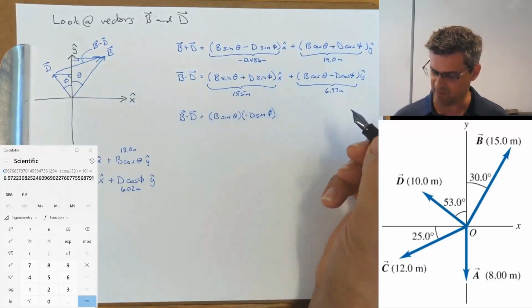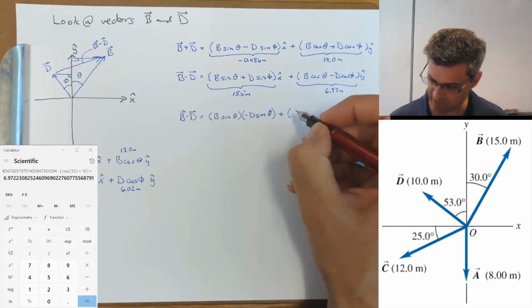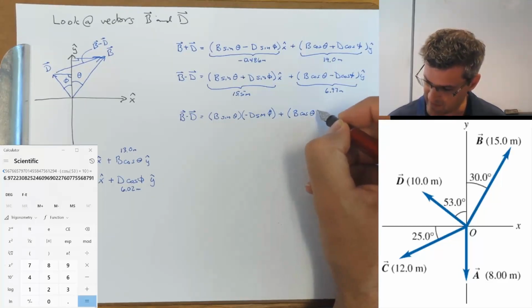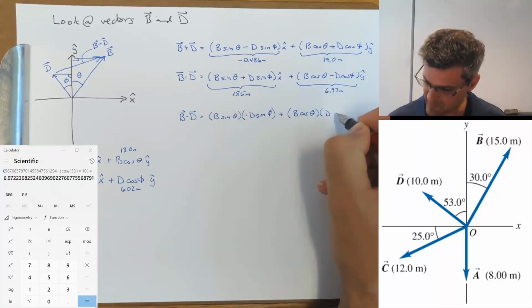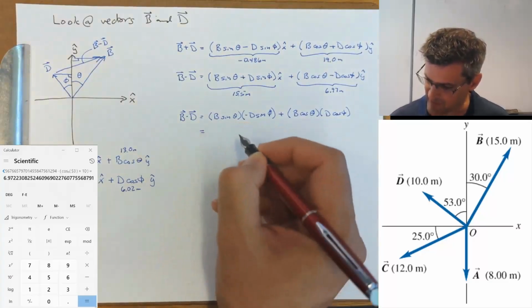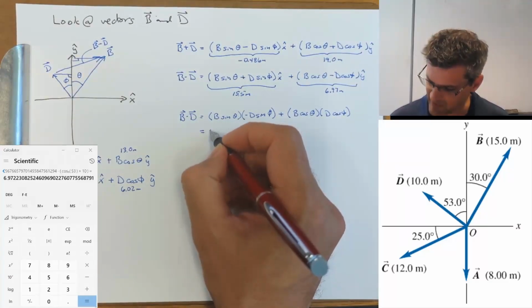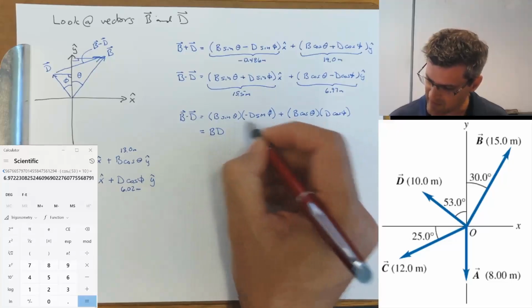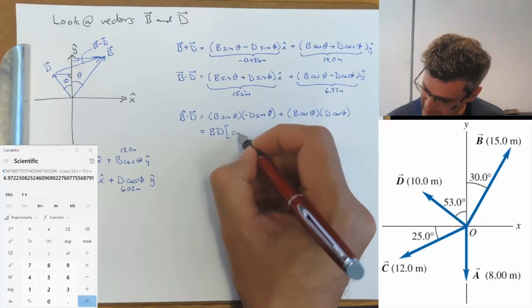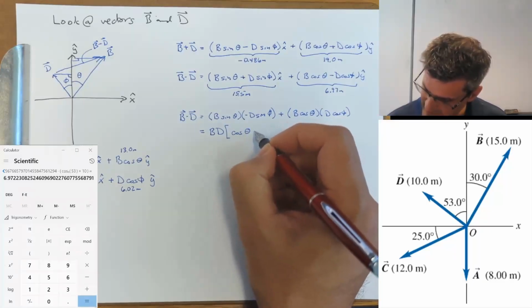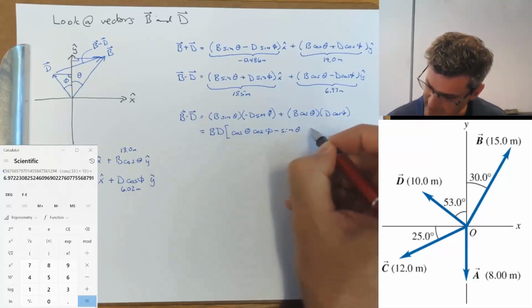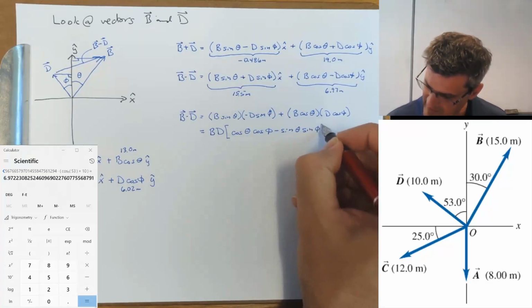Those are the x components of B and D. The y components of B and D look like so. And we can actually simplify this further. Each of these is going to have a B and a D. But now what we have left over is a cosine theta cosine phi minus sine theta sine phi.